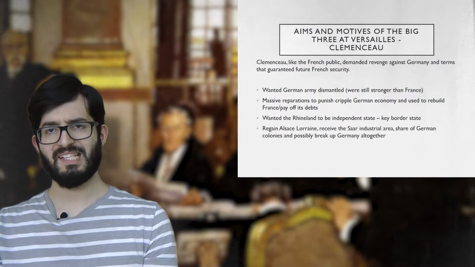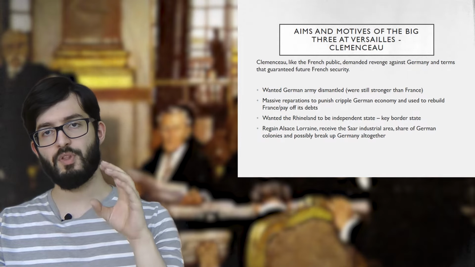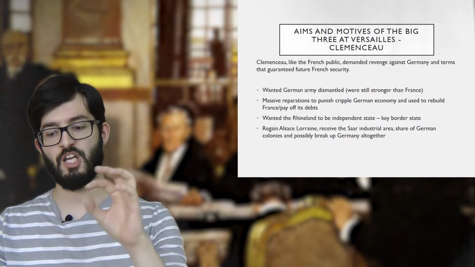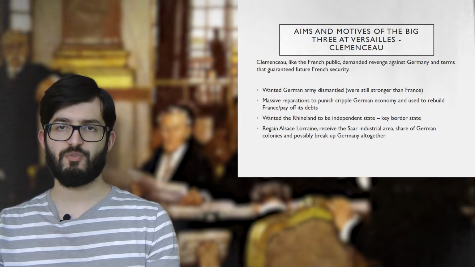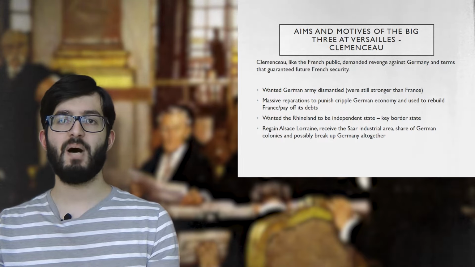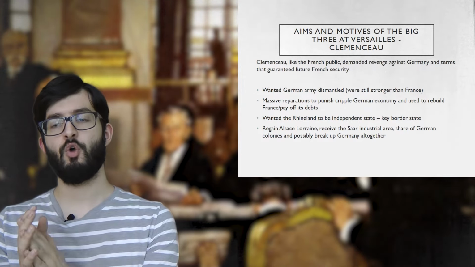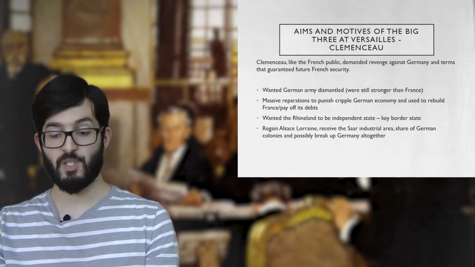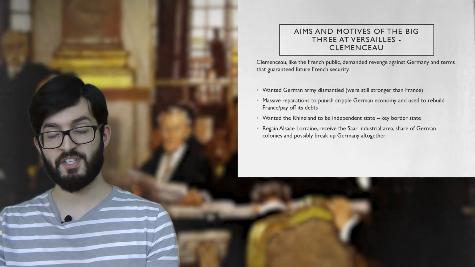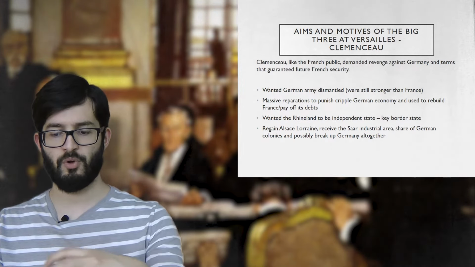They also then, consistent with this desire for security, want the Rhineland, which is the border territory between France and Germany, to be an independent state. From the French perspective, this creates a buffer zone, or a buffer country, protecting them from Germany. So the Germans cannot simply cross over their border into France to attack them if they have that desire in the future.